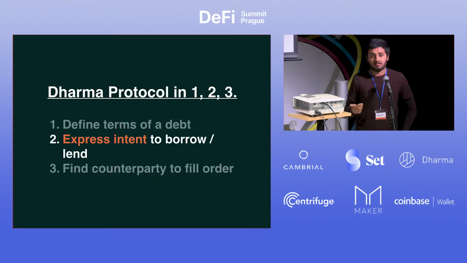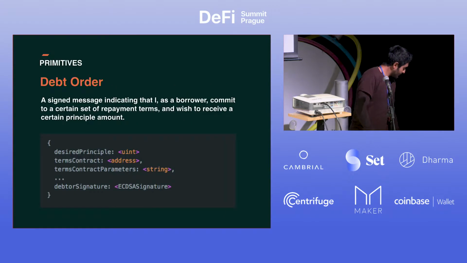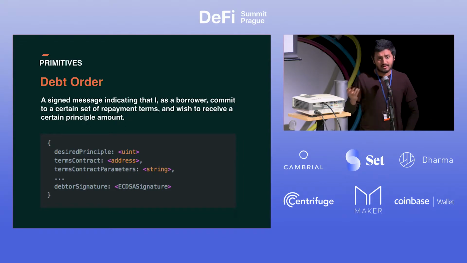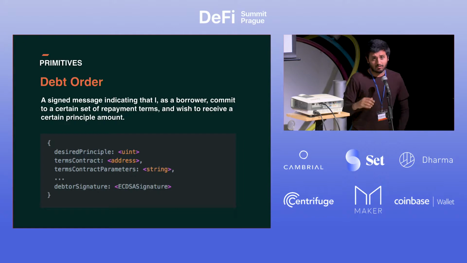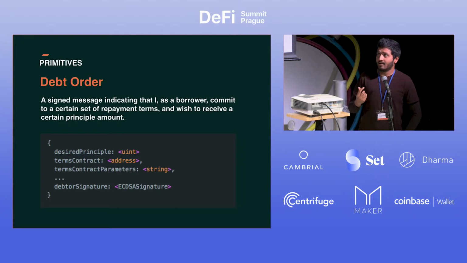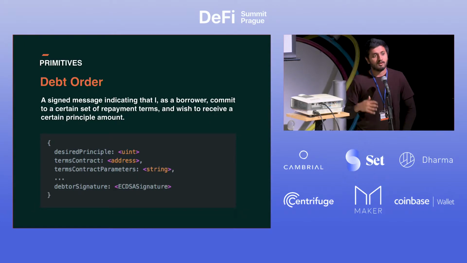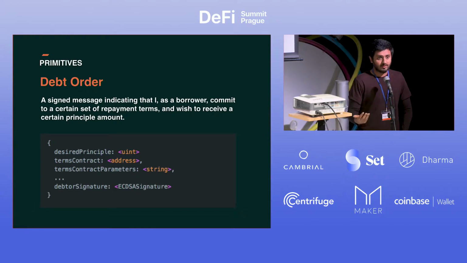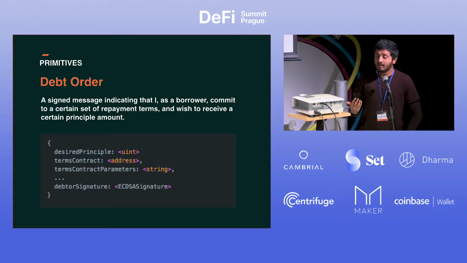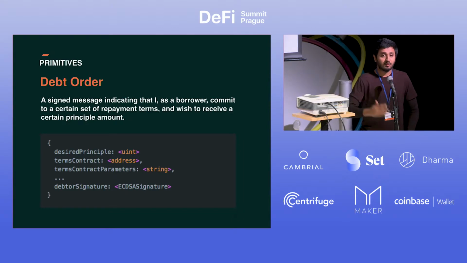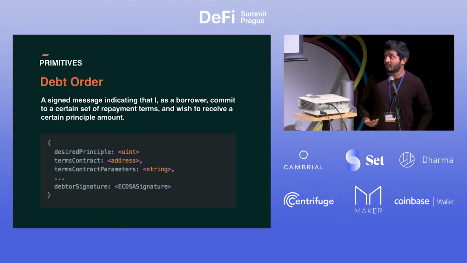The second step is expressing an interest to borrow or lend. We do this through a primitive called the debt order. This is an off-chain message, or a JSON string, in which a borrower can specify how much they're looking to borrow, what interest rate they're looking for, and how much collateral they're willing to put down, and they sign this message off-chain. This can be relayed to someone OTC, or can go to a relayer, which I'll get into next. But essentially, this specifies the actual intent to borrow.